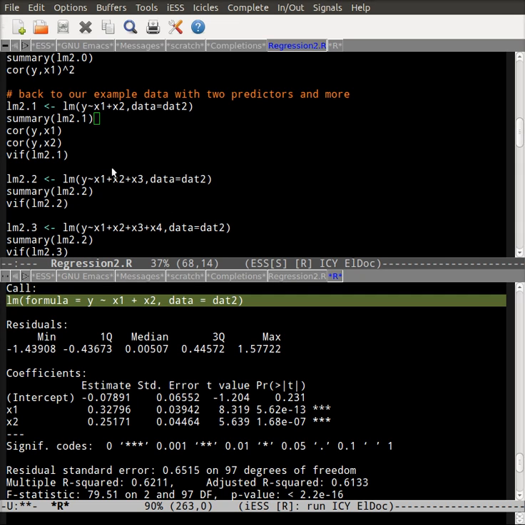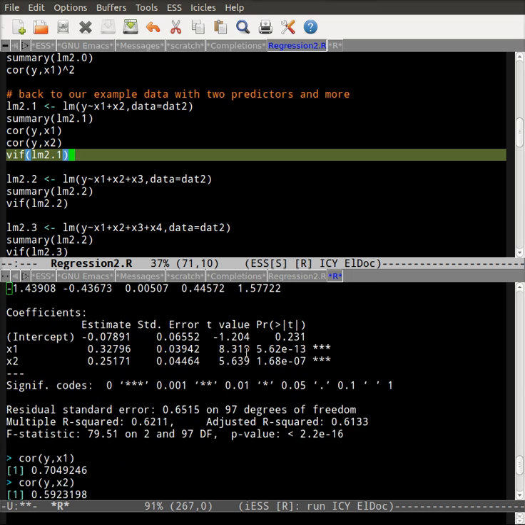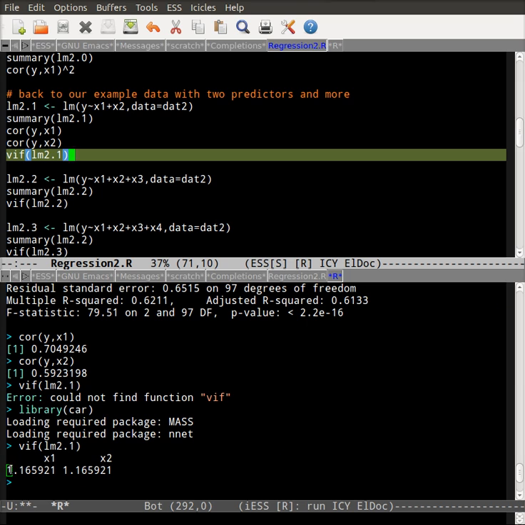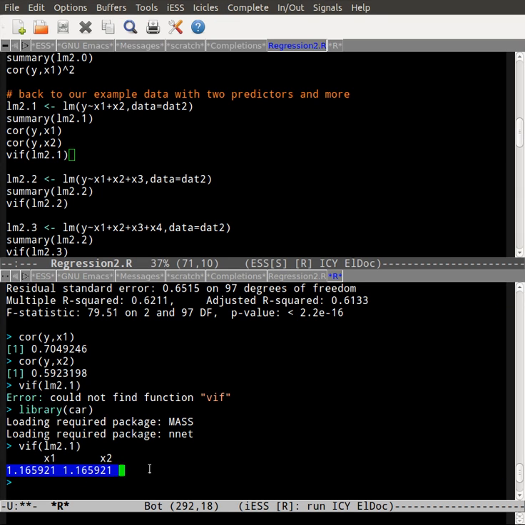And how do I know that? Well, I use my function from the car library, VIF, which is variance inflation factor. Because there are only two predictors, these are going to be identical, at 1.16, which means that our standard errors are going to be inflated a bit because of the slight correlation. Ideally, we'd want it to be 1.0. That means that x1 and x2 would be independent, and VIF goes up to some infinite value. So you can have really high values.